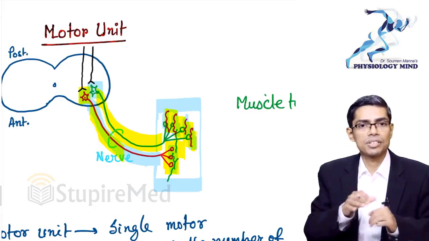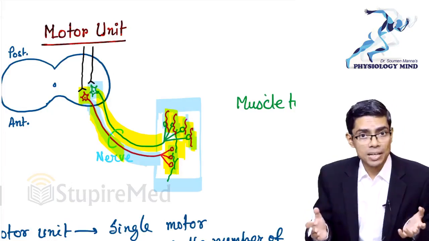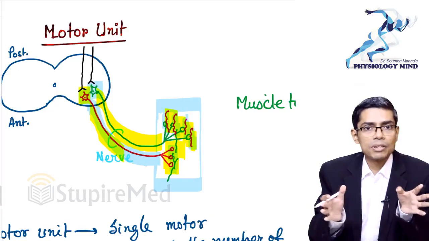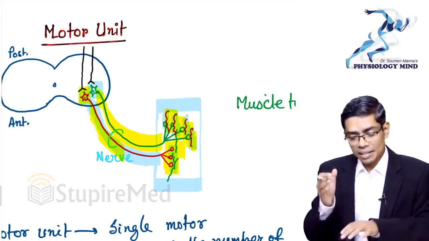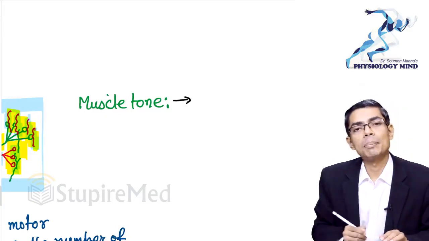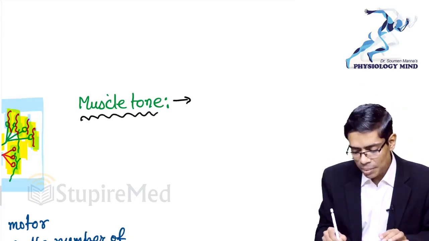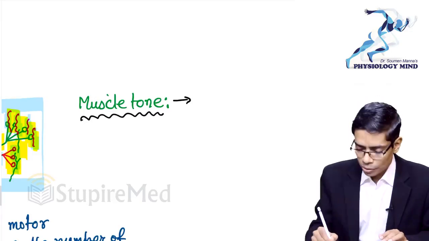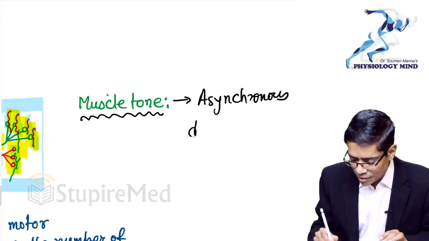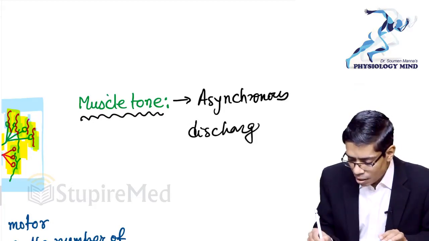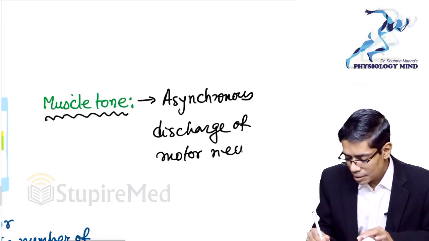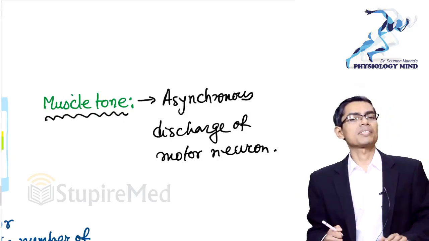That means this asynchronous discharge will continue from the spinal cord. Always the continuous discharge is going on. If it were synchronous, then all the muscle fibers would contract. That is not done normally. Normally there is asynchronous discharge, and this asynchronous discharge maintains the partial contracted state within the muscle. That is our muscle tone. So this asynchronous discharge of motor neurons is known as muscle tone, the partial contracted state.